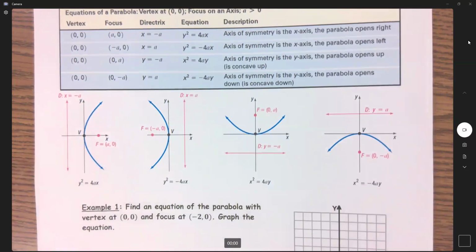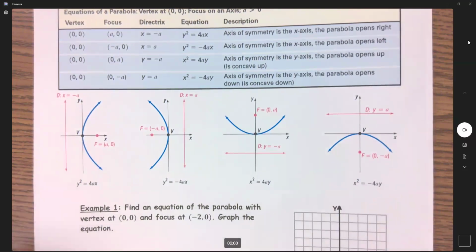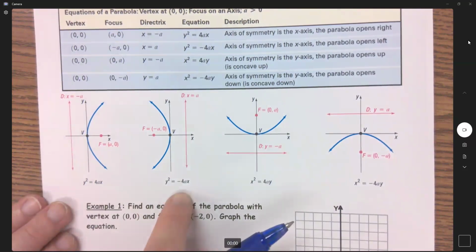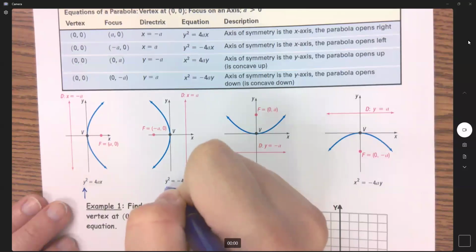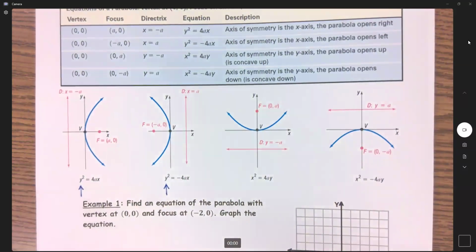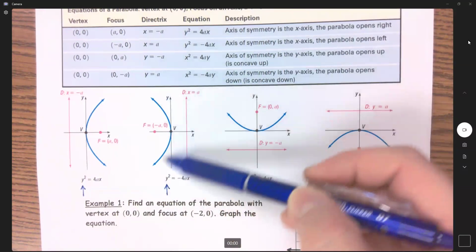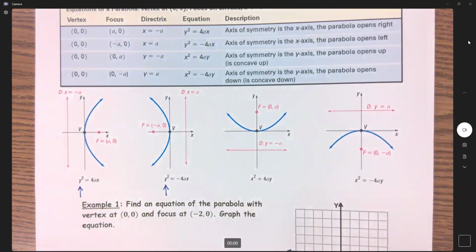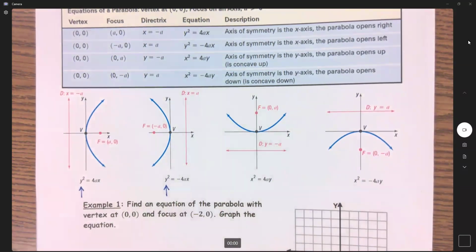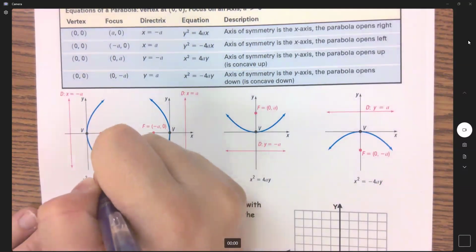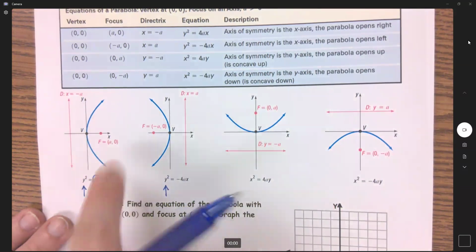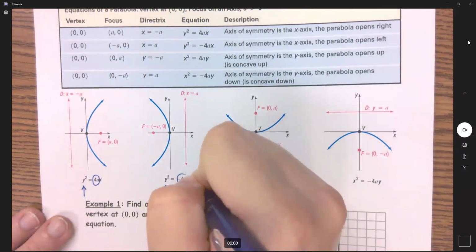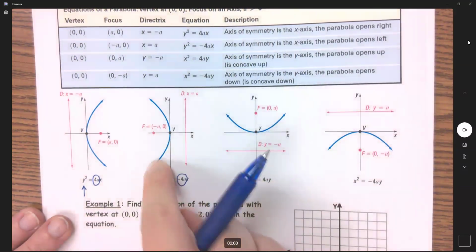When I have the equation, compare your variables to each other. On this side here, I have y squareds. So when I have y squareds, it's going to open up to the right or to the left. So then how do you tell the difference between these? Look at your 4a. If your 4a is positive, it opens up to the positive. If your 4a is negative, it opens up to the negative.